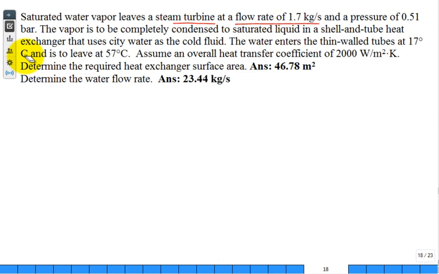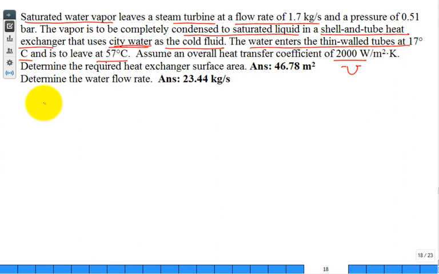Okay. The vapor is to be completely condensed to saturated liquid. So it comes in saturated vapor, and you need it to come out saturated liquid. You're going to use a shell and tube heat exchanger that uses some city water. As a cool fluid, the water enters the thin-walled tubes at 17 C and leaves at 57. Assume an overall heat transfer coefficient of 2000, so they give you U, and determine the required heat exchanger area needed. So there's the answer, but how are you going to calculate A?